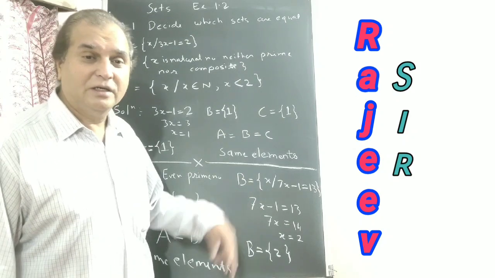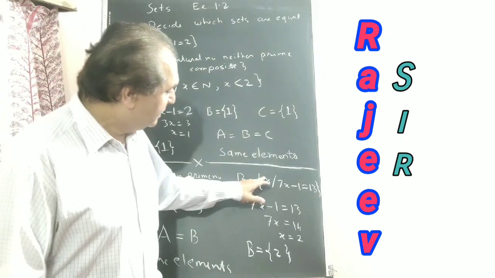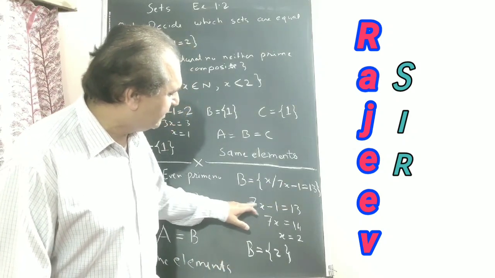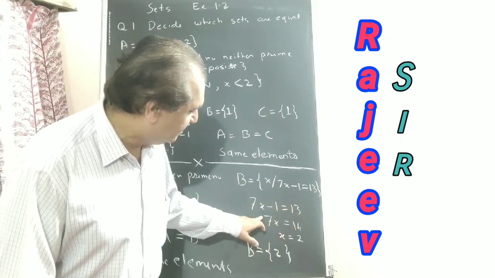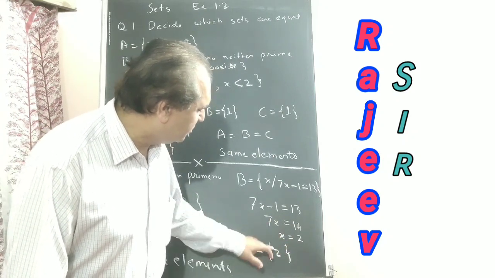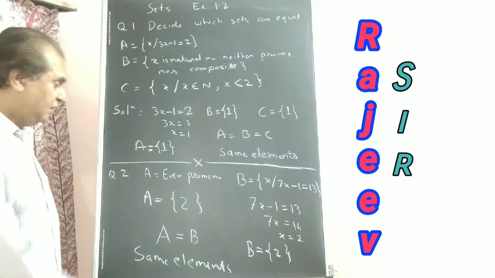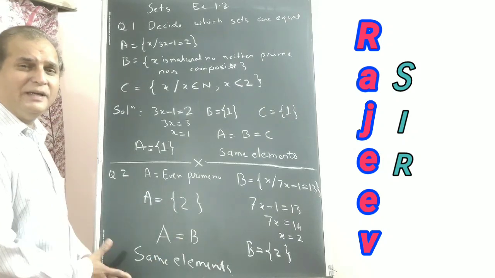B, an equation is given, so you have to solve the equation for list form. 7x minus 1 equal to 13. Minus 1, that side becomes plus 1, so 7x equal to 14. 7 going down, x is equal to 2. So B is again 2. A is 2, B is 2. So A equal to B, reason: same elements.